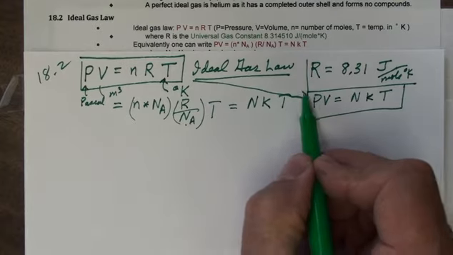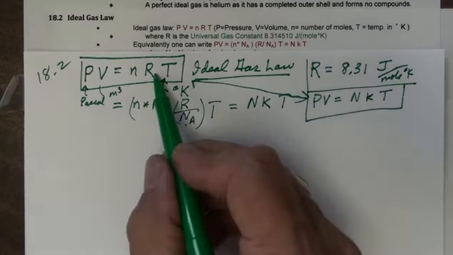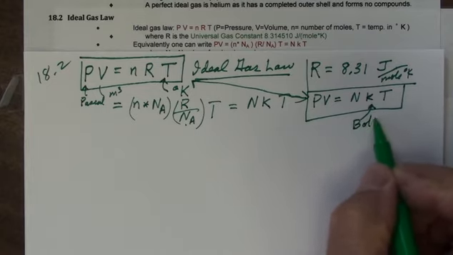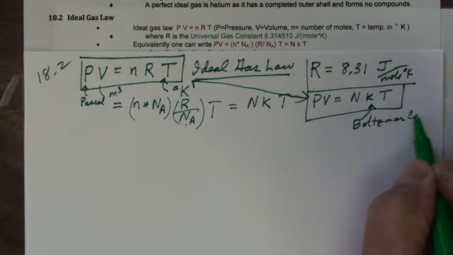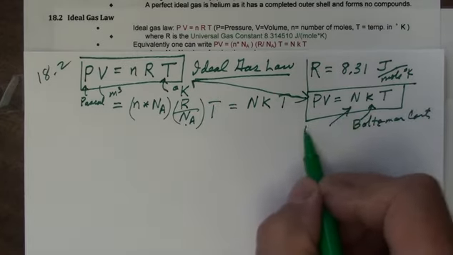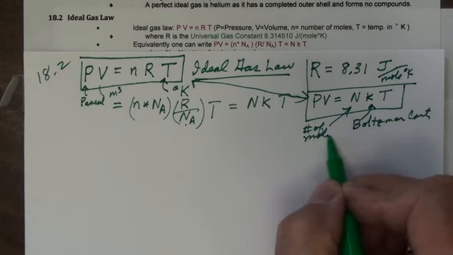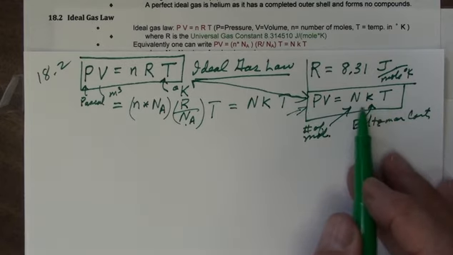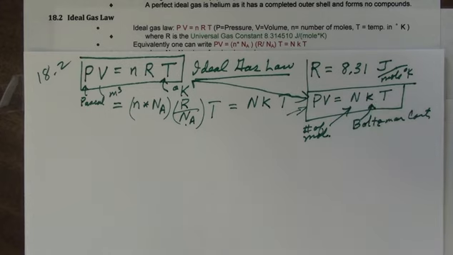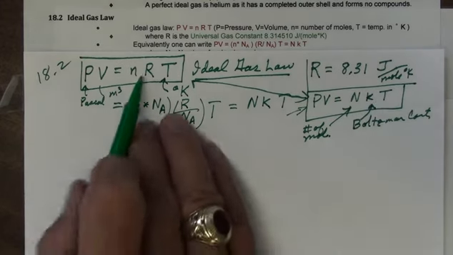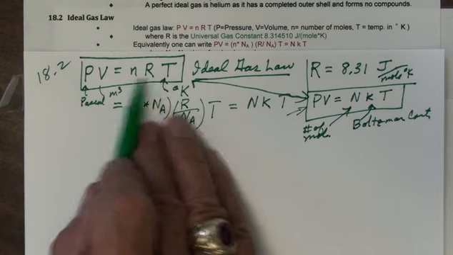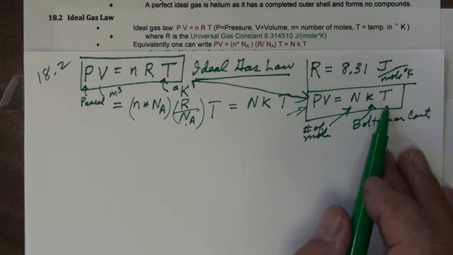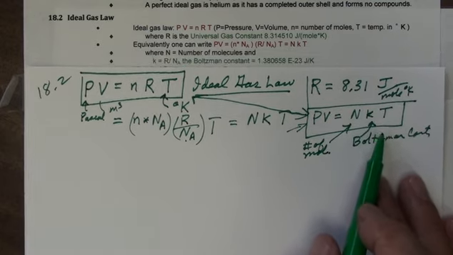It's just another form, but instead of using the constant R, we use the constant K, where this is the Boltzmann constant. And this is the number of molecules. This is a little bit more fundamental equation in some senses of the word because it deals more with the atomic or the molecular level. And so sometimes if you're looking at chemistry, this might be the more dominant equation you'd use. If you're looking at statistical mechanics or statistics, this might be the equation you would more likely use.